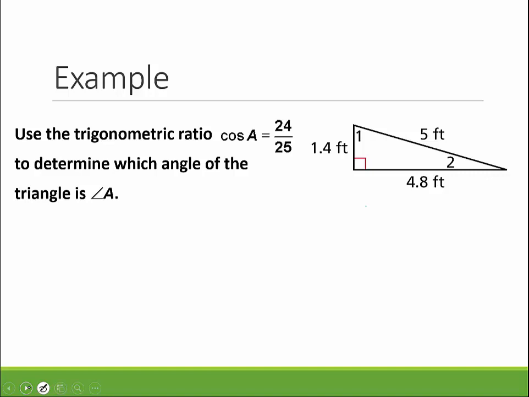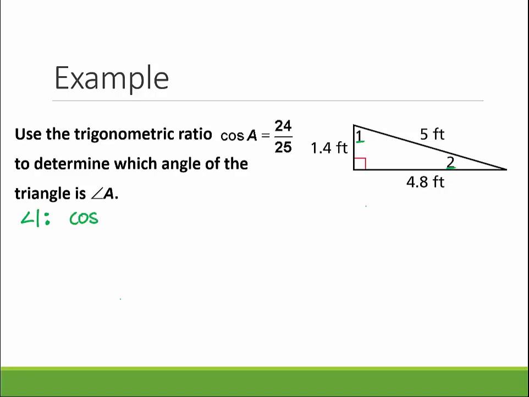So for this first one, we're going to use trig ratios and figure out which angle is angle A. They give us two angles here, angle 1 and angle 2, but we know that the cosine of angle A is 24/25. So let's take a look at angle 1.